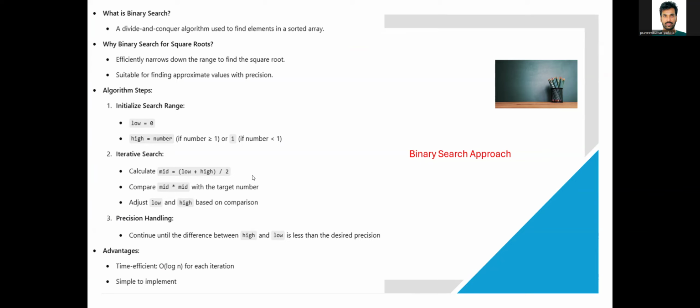This process continues until the difference between the high and low bounds is smaller than the desired precision, ensuring an accurate result. The advantage of this approach is that it is highly efficient, reducing the number of iterations needed to reach the desired precision compared to the linear search method.